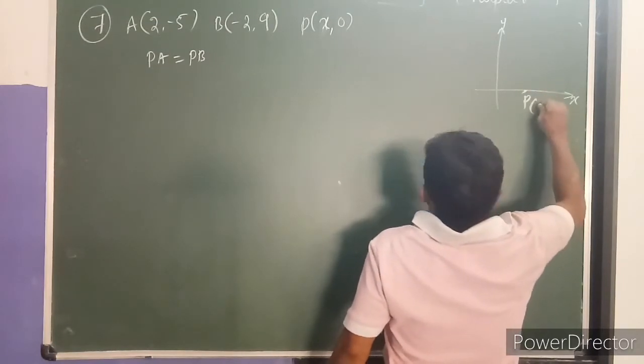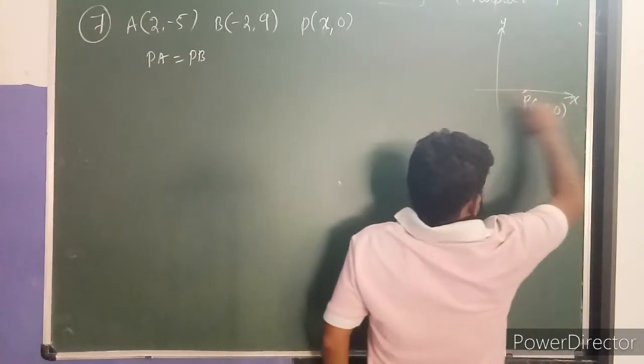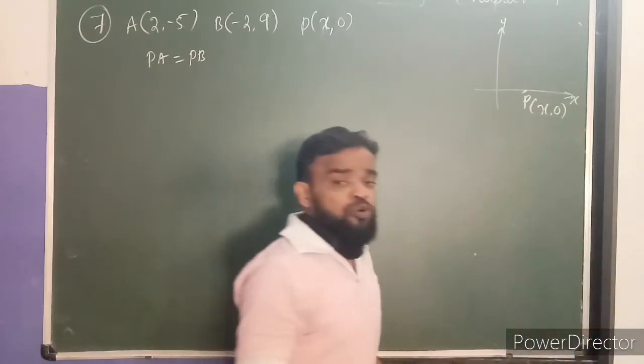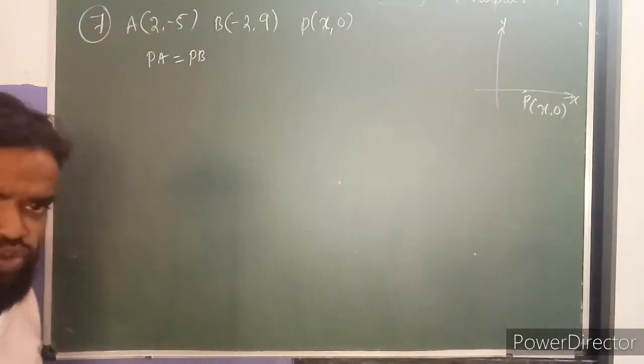We take the point as (x, y). X is there on the x-axis, Y is not given. We have to put the y value. We have to put 0. Understood?